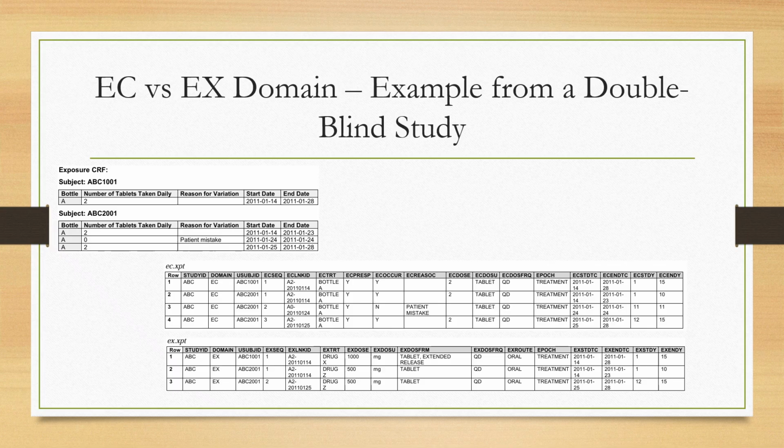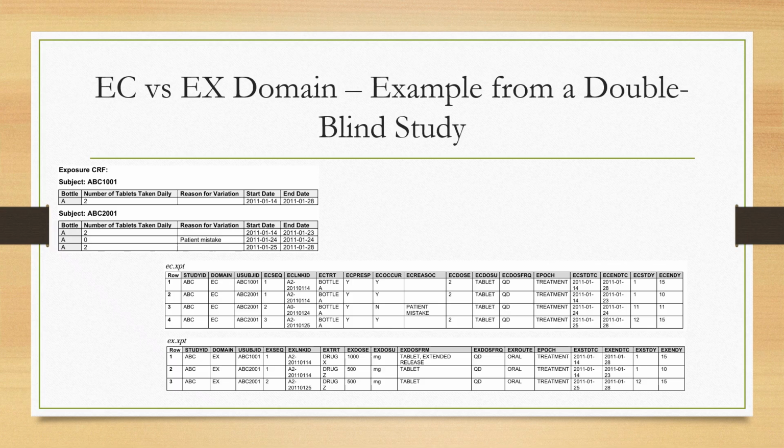Now coming to the dose, here again, the dose which we are populating is the dose which was given as per the protocol. In this protocol, it was mentioned that we are going to give the subject two tablets of drug X, and each tablet was of 500 mg. Since the subject took two drug X tablets, that means the subject is taking 1000 mg of the study drug on each day from 14th of January to 28th of January.